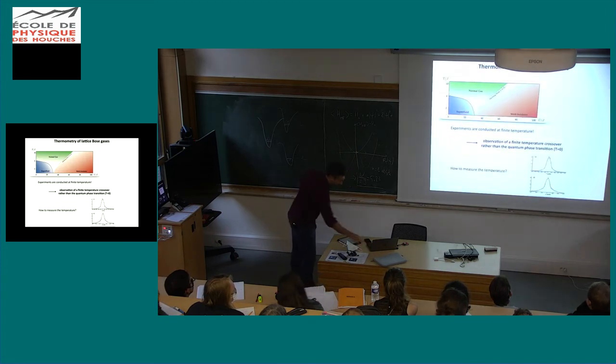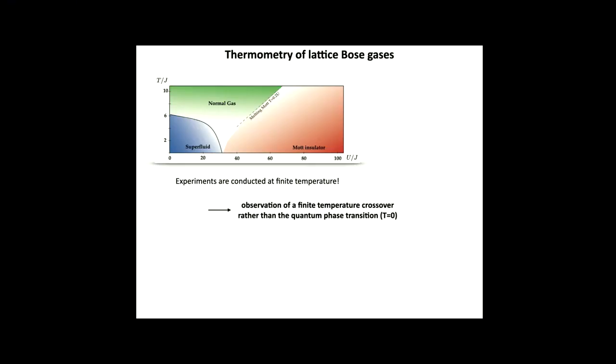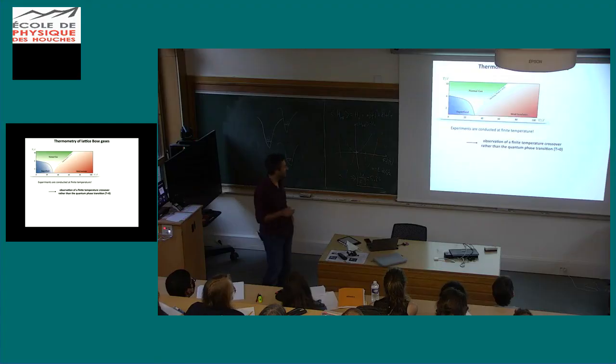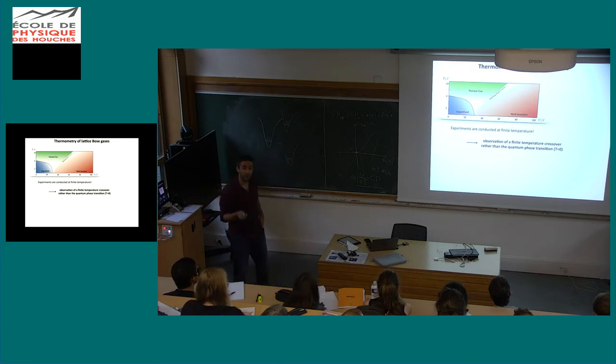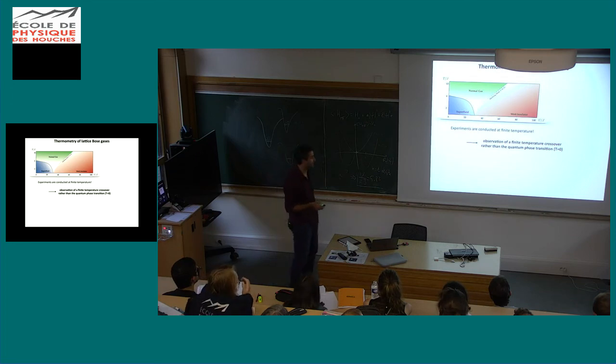Okay, then there is another big issue. We are working at finite temperature. I remind you, quantum phase transition means phase transition at 0 temperature. So the Mott transition really happens here. So this is the phase diagram, U over J and T over J, temperature in units of J. And so the quantum phase transition happens here while all the experiments are down there. So what we observe actually in the experiment is a crossover. It's not a quantum phase transition.